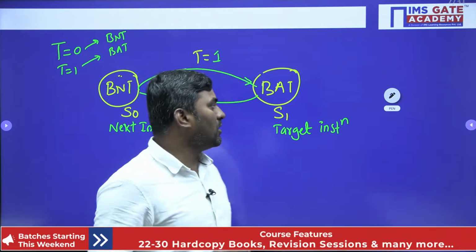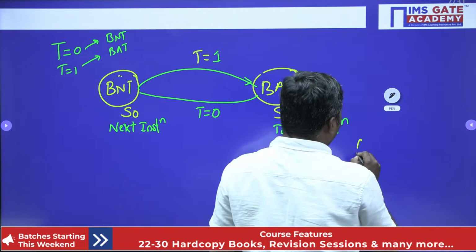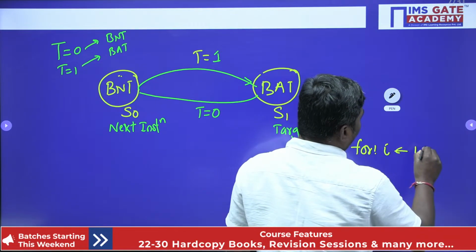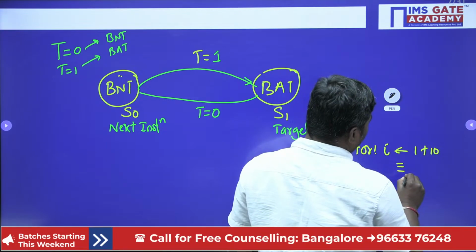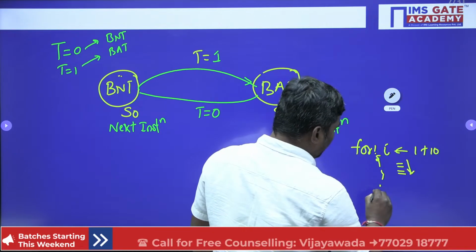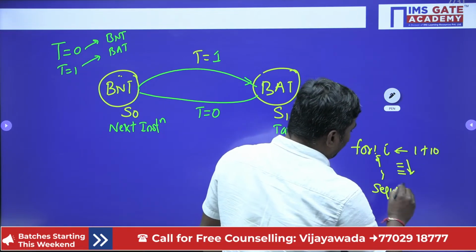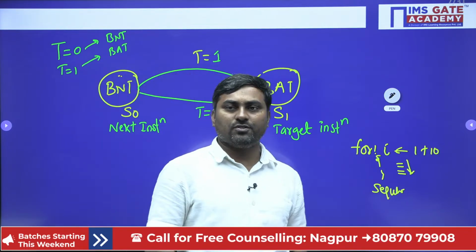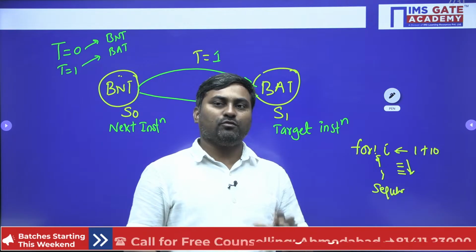Sir, how will this work practically? Let's take a for loop, where i repeats from 1 to 10, assumption. Some instructions are inside; these are the target instructions. These are sequential instructions, and after this loop only sequential instructions will be there. Correct?